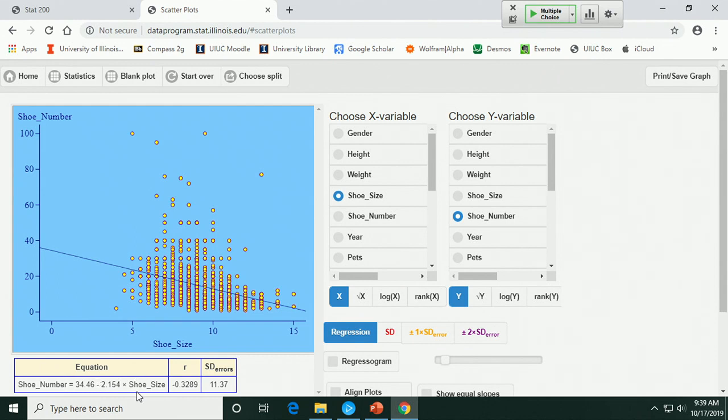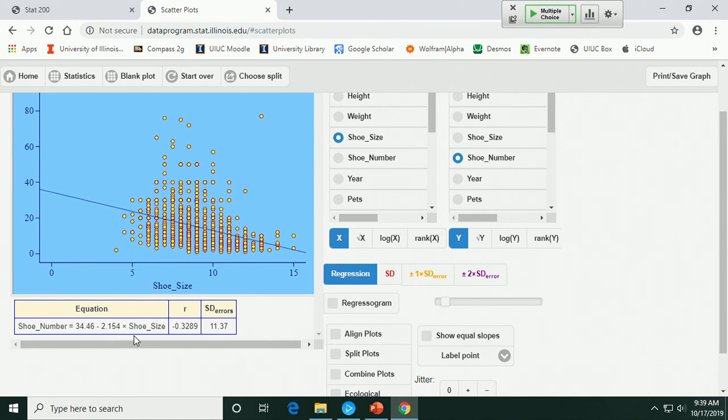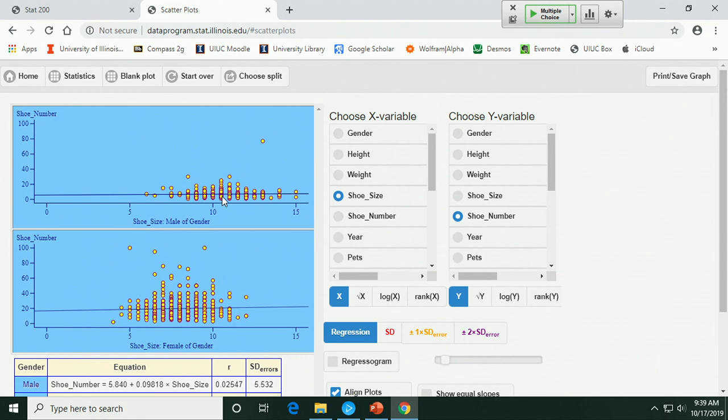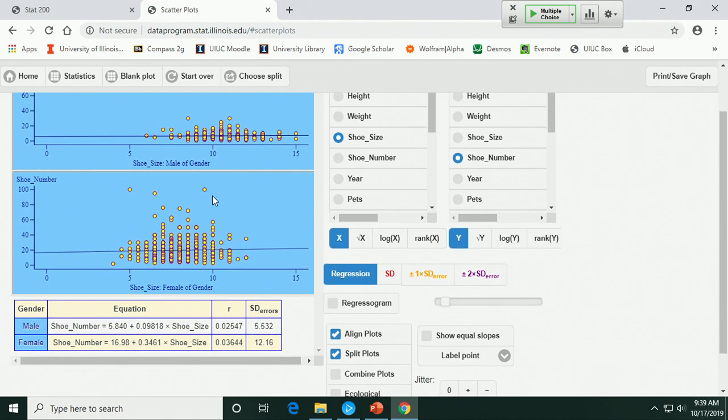If you look at this regression equation down here, and it's in your notebook too, what it's saying is that for each extra shoe size, people typically have 2.5 fewer pairs of shoes. That's a pretty strong effect, a pretty strong negative correlation. So what if we split on gender and stratify? Let's split the plots. Now we've got two plots, and look what happens. You see how that relationship disappears. In fact, the slope, if anything, is slightly positive, but very, very small.